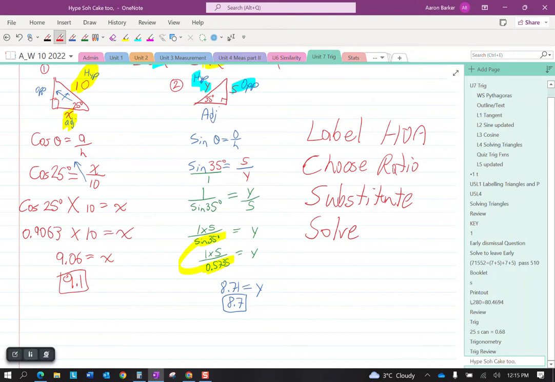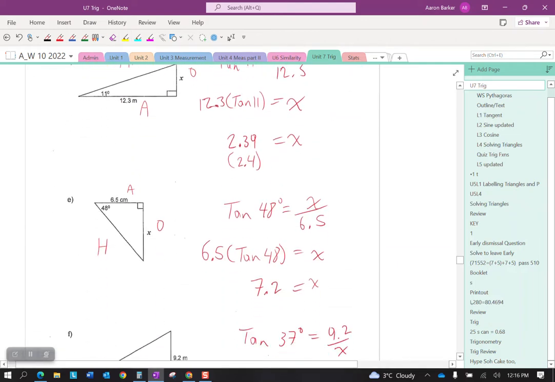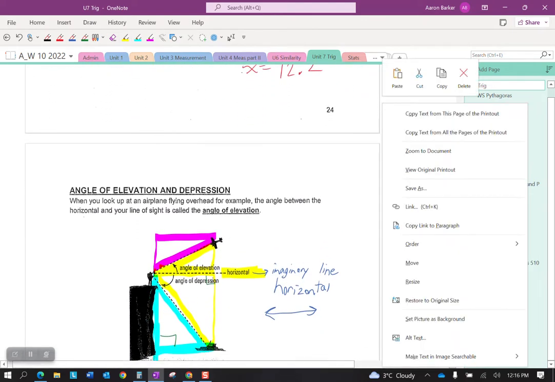Any other questions? Yes. Yesterday we did assignment 6. Again, every time you're doing trigonometry, you should write down SOHCAHTOA, so you can quickly look at it to help you choose the proper ratios to use for your triangle. Okay? Moving on down then, we're into page 25.